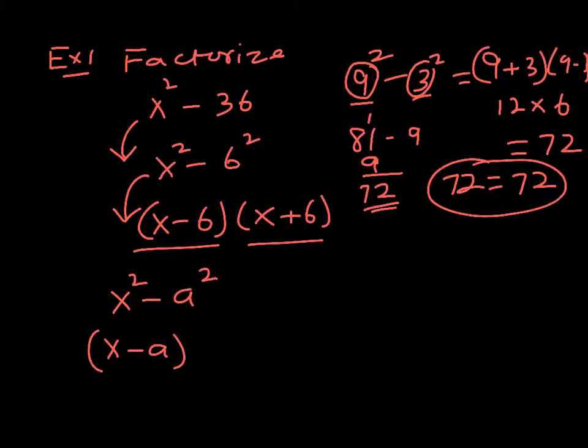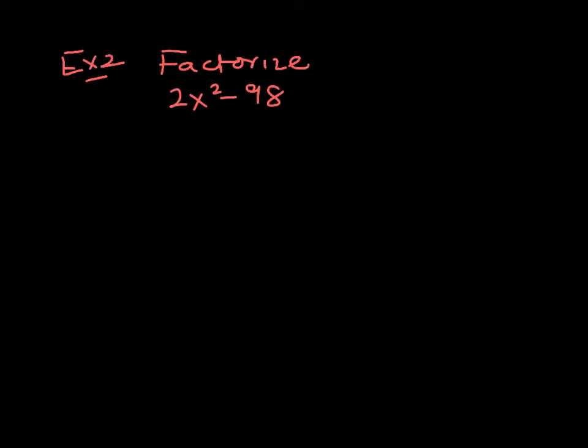So x minus a. That's going to be our first factor. So what's going to be the second factor? For the second factor, we add the second term to the first term. So that's going to be x plus a. So anytime you have a difference of squares, this is how you factorize it. Sometimes they hide the squares so that you don't know that it's actually a difference of squares. So how do you go about that?